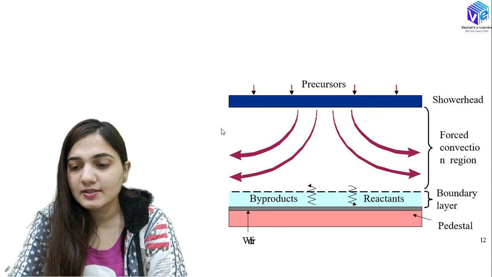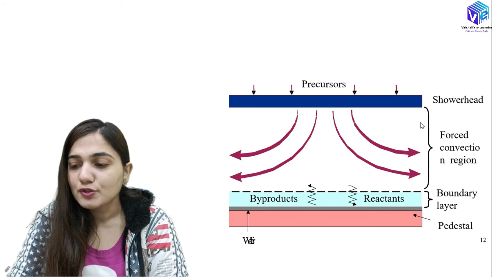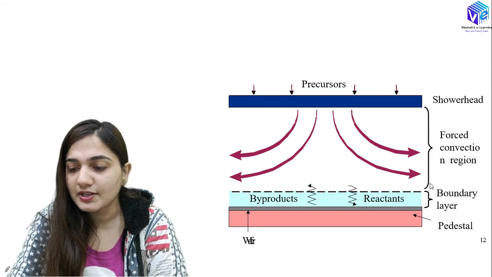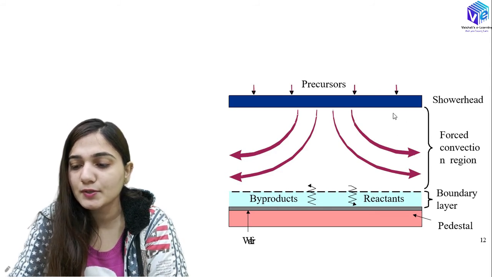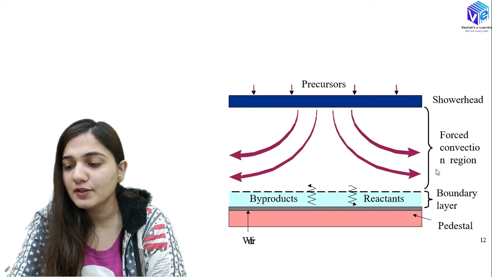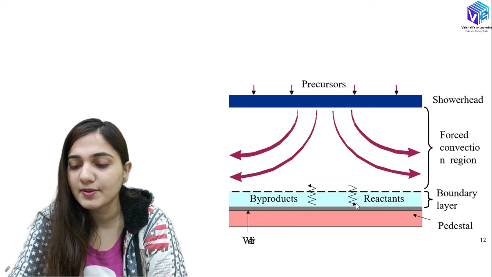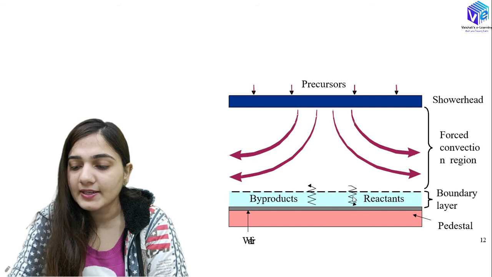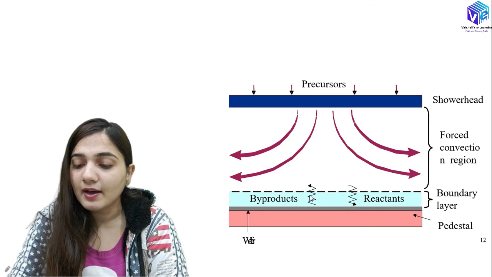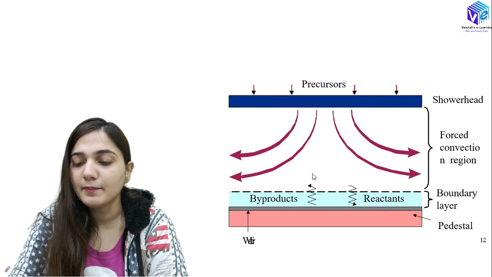Okay, so you can see these are the precursors. We are sending the precursors through what is called the shower head. So we are getting the forced convection region over here. We are sending the precursors with pressure, so this is called the forced convection region. And here this is my pedestal. Over the pedestal we will have the wafer, and here we will have this boundary layer. This sky blue layer is the boundary layer where the reactants are coming. They are reacting, having the chemical reaction to form the nuclei. After that, a thin film is grown over it, and then the byproducts are leaving from the boundary layer.